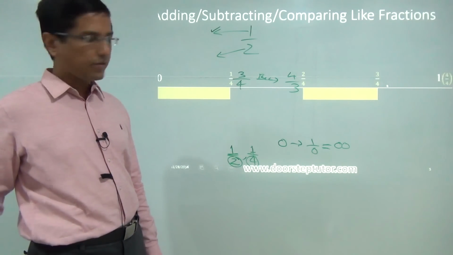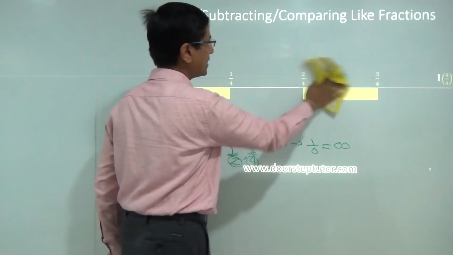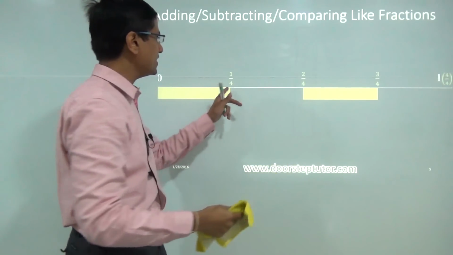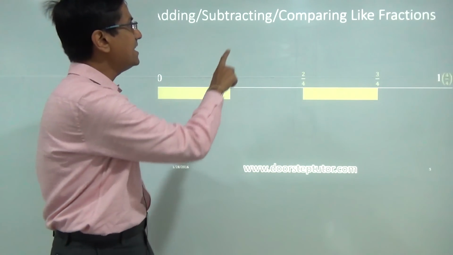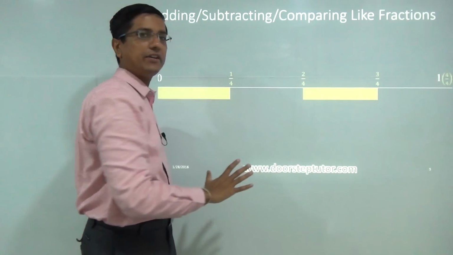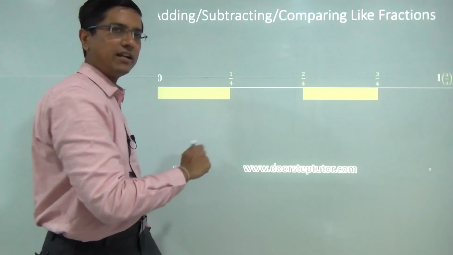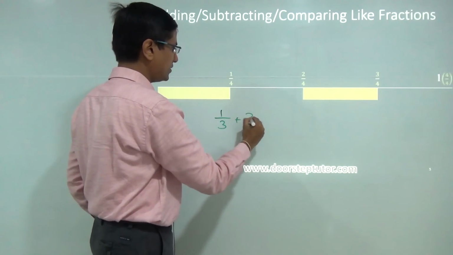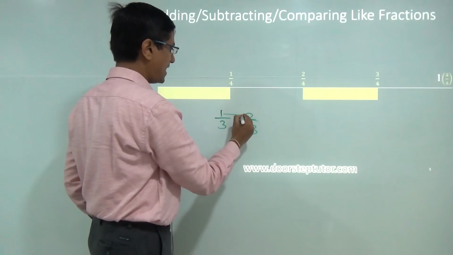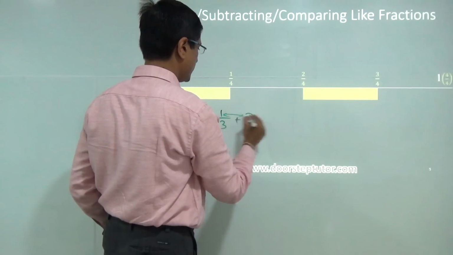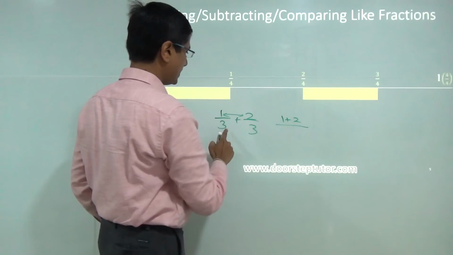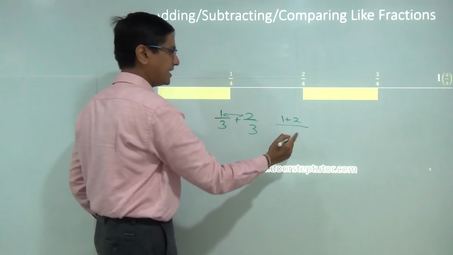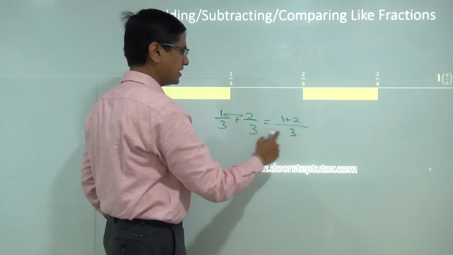Moving on, I told you this already. Adding, subtracting and comparing like fractions is very easy. If the denominator is the same, you can simply add, subtract or compare the numerators and keep the denominator the same. So for example, if I want to add 1 by 3 plus 2 by 3, I simply add the numerators, 1 plus 2, and the 3 I carry over. Carrying over just means I take the 3 here, so the denominator remains the same.